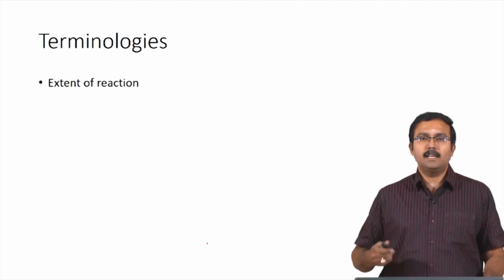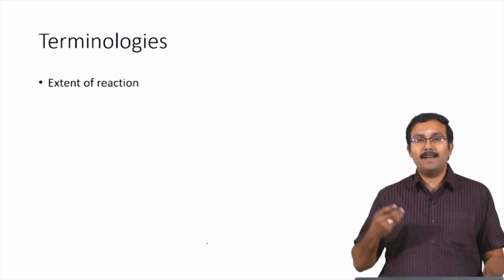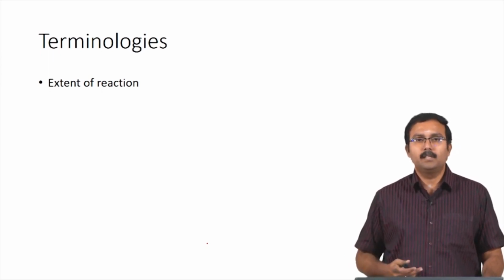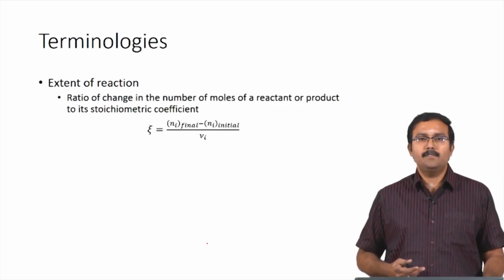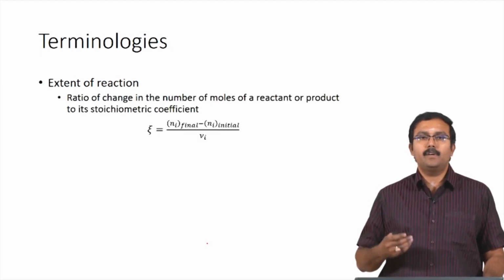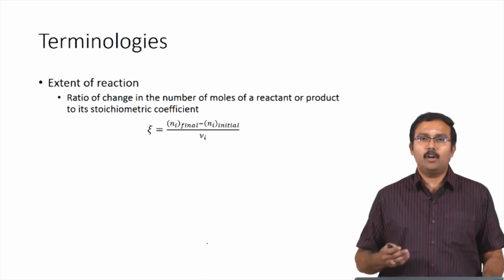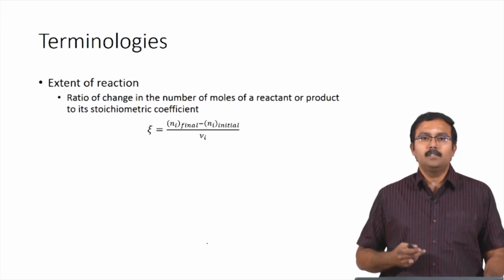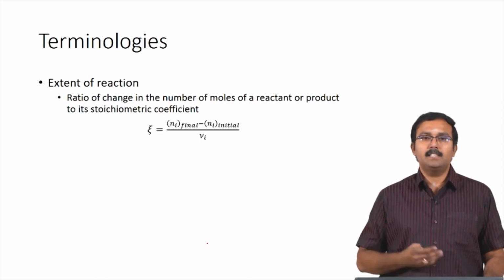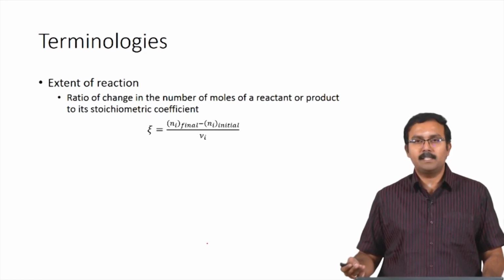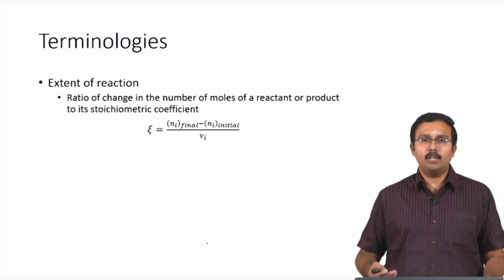Extent of reaction is another terminology which is used when we perform material balances, and this will also be used when we perform energy balances for reactive processes. So, extent of reaction is defined as the ratio of change in the number of moles of a reactant or a product to its stoichiometric coefficient. So, the equation is given here. So, the number of moles in the final condition minus the number of moles which was present initially divided by the stoichiometric coefficient will give you the extent of reaction.